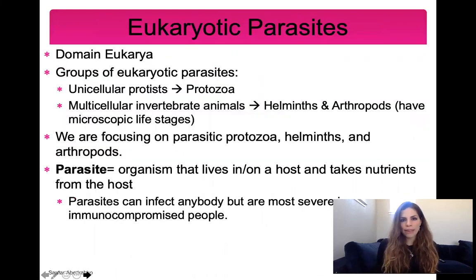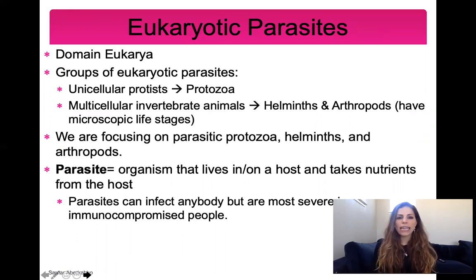Okay, to start off with some background. Eukaryotic parasites are all eukaryotes. They're part of the domain Eukarya. And the groups of eukaryotic parasites we're going to talk about are Protozoa, Helminths, and Arthropods. So we're going to focus on those three. I want everyone to know that Protozoa are unicellular and Helminths and Arthropods are both multicellular organisms. And we're going to talk about parasites in each group. Not all groups are necessarily parasites.